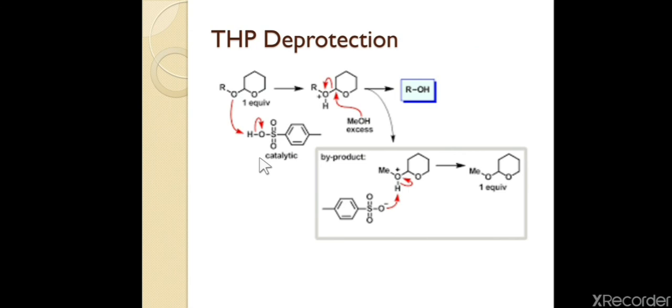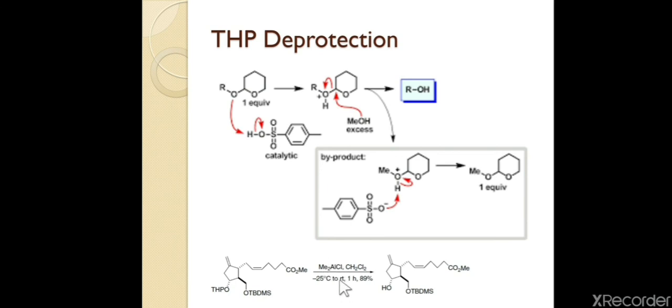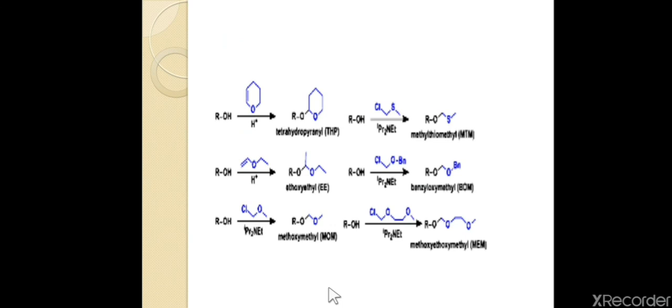So this is how THP protection is done with the help of dihydropyran, and the deprotection mechanism is like this in presence of a catalytic amount of paratoluene sulfonic acid, that is PTSA. Let's see some examples. This is a THP protection, and it is also deprotected in presence of dimethyl aluminum chloride. So this is THP and it is deprotected to the OH group, whereas methyl and silyl protection is intact in this condition. So this is how the THP protection and deprotection is carried out.